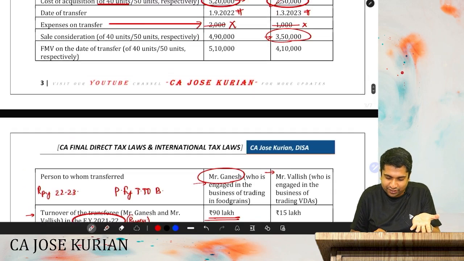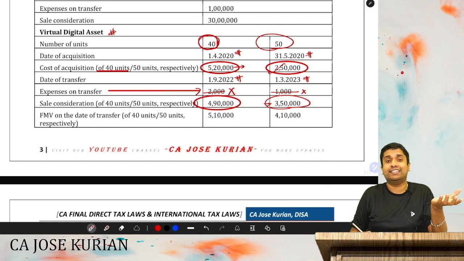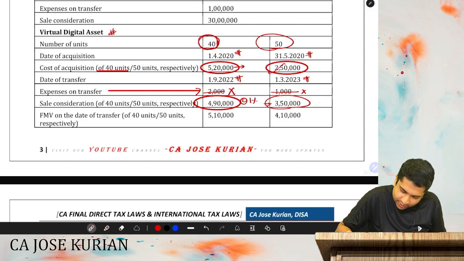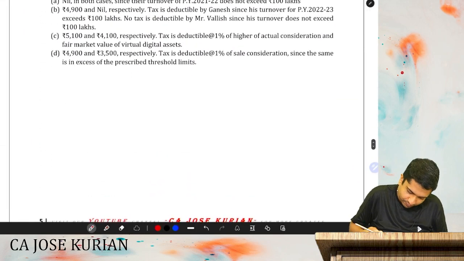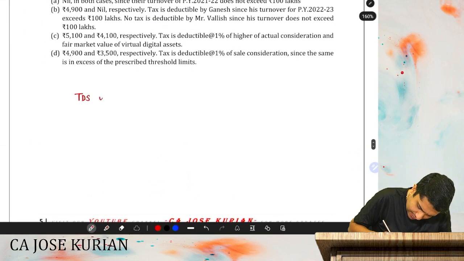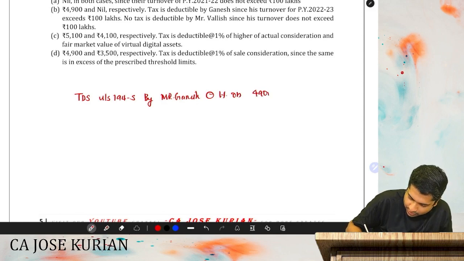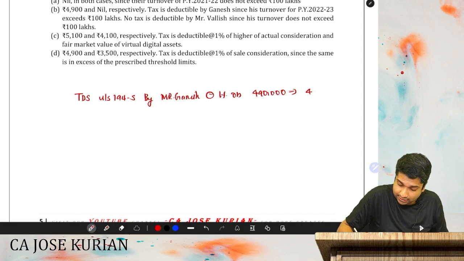Here the consideration which Mr. Ganesh paid is around 4,90,000. It is way higher than 50,000, and hence TDS is required to be deducted at 1% on this 4,90,000 by Mr. Ganesh. So TDS under section 194S by Mr. Ganesh shall be 1% on 4,90,000. How much is 1% on 4,90,000? That will be 4,900 rupees.